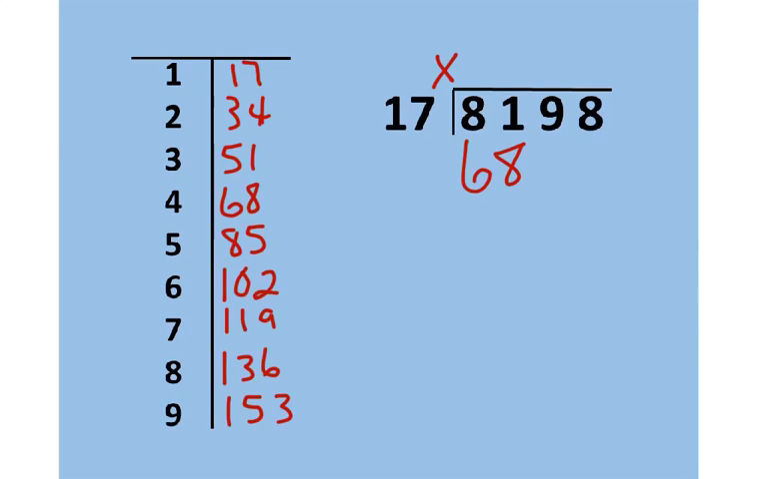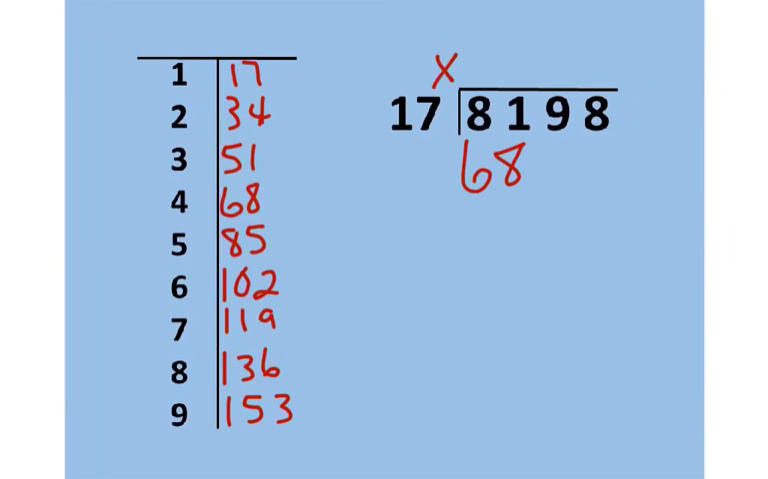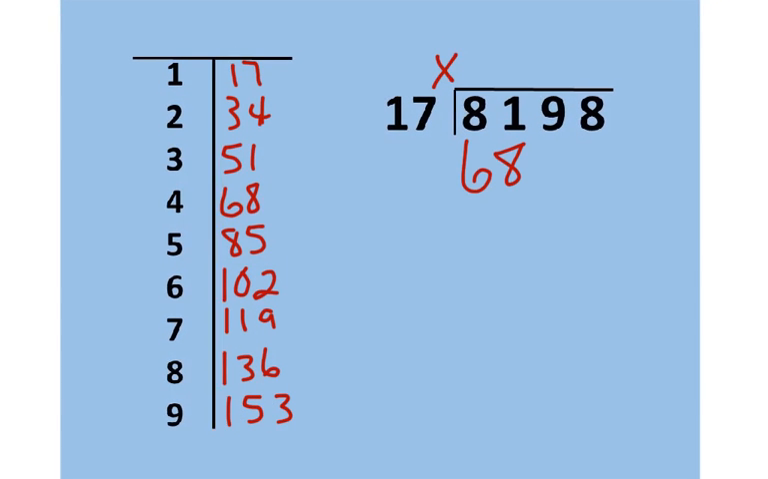Now, what are we multiplying by to get 68? 4. We are multiplying it by 4. Okay? So our 4 goes right there. 17 times 4 is 68. I subtract, leaving me with 13. Bring down the 9.